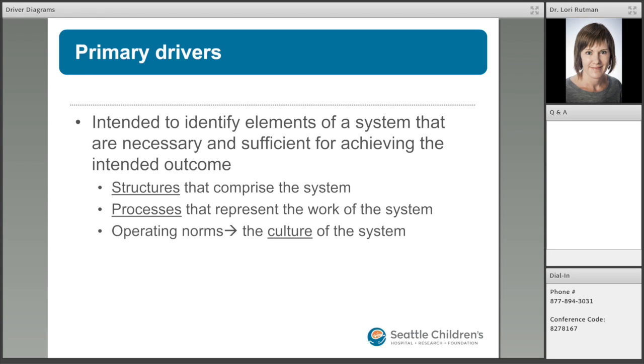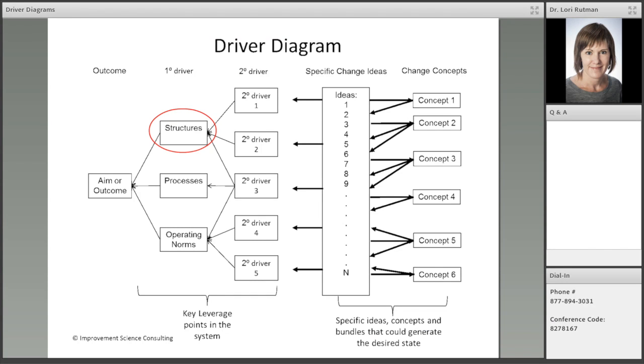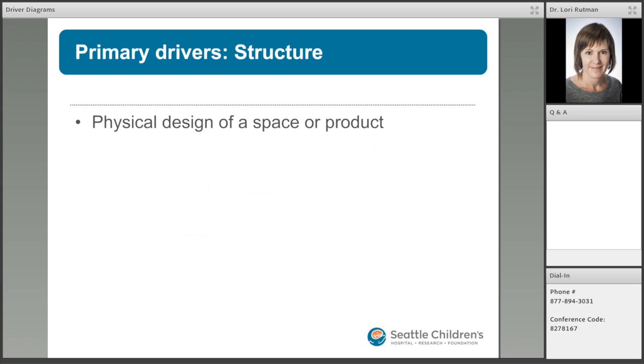So this is stuff like provider buy-in that something is important, or patient belief that something is important. It's buy-in from leadership at the top that this is something the group really should focus on, and that there's support from an institution for this work to move forward. So the culture of the system can be really, really key, and some of the biggest impacts can be found when the culture of the system is addressed. We'll take a deeper dive now into structures.